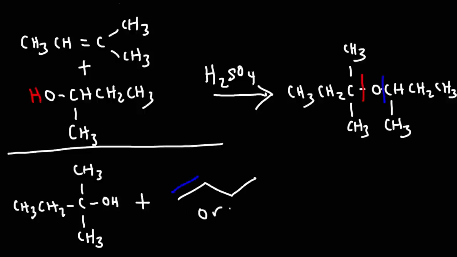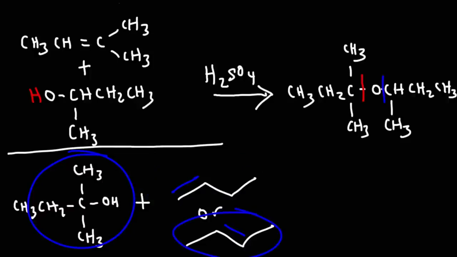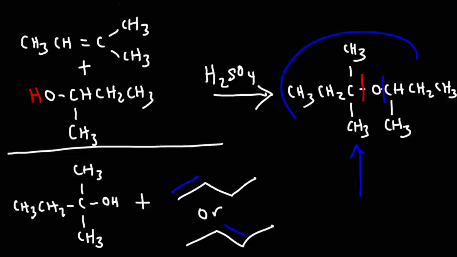Or we could react the alcohol with, if we put the double bond here, that will be 2-butene. So this alcohol with 1-butene will give us the same product, or with 2-butene, that will give us the same product as well. So far, we've considered 4 different combinations that could lead to this particular ether. And so that's how you could determine the initial parts that is needed to produce this particular product.